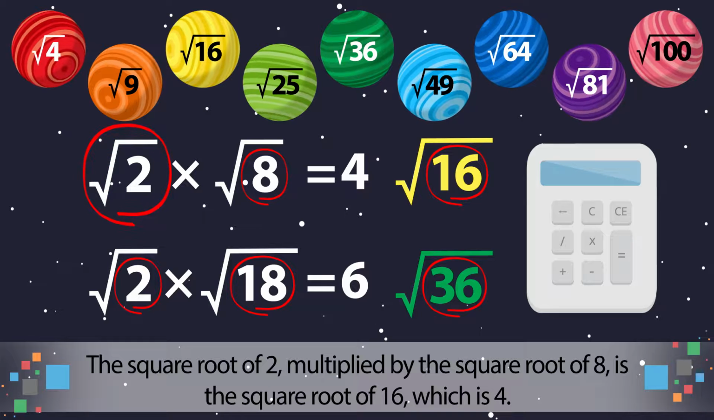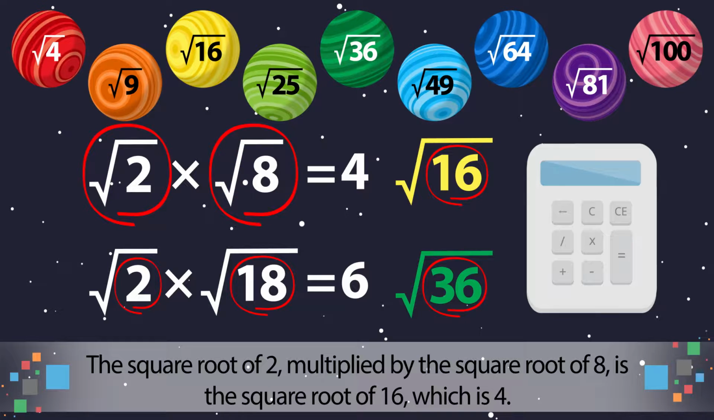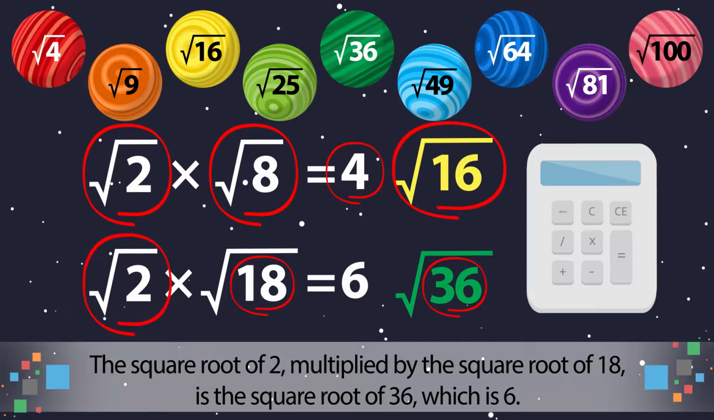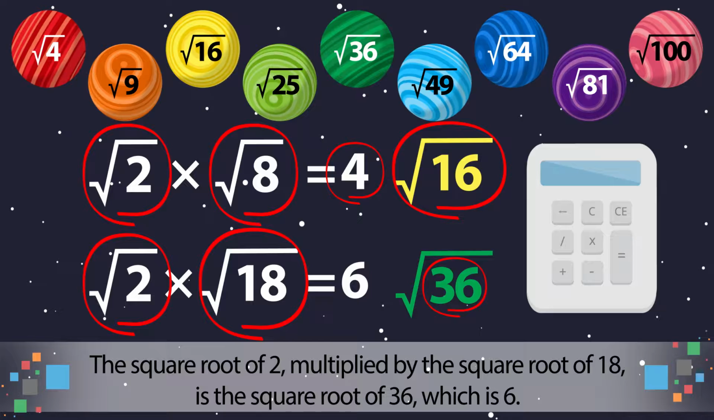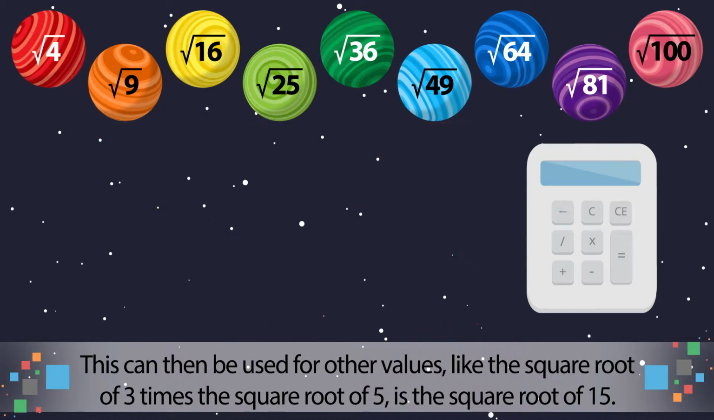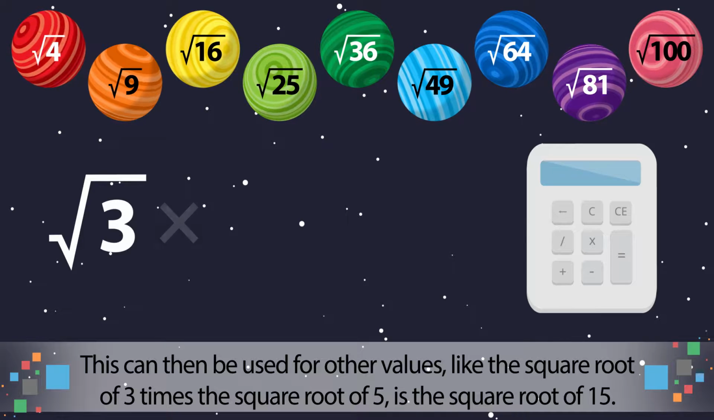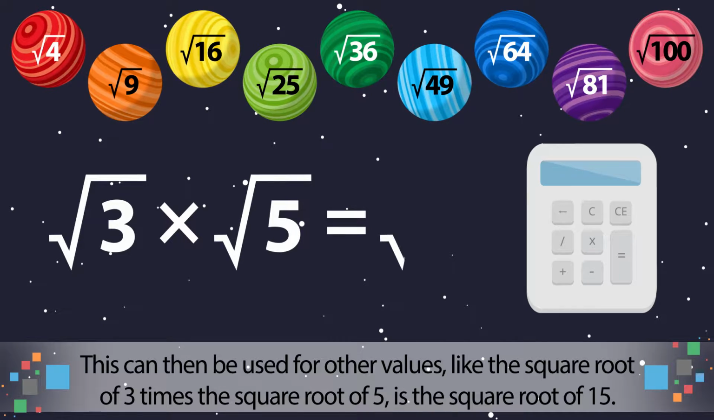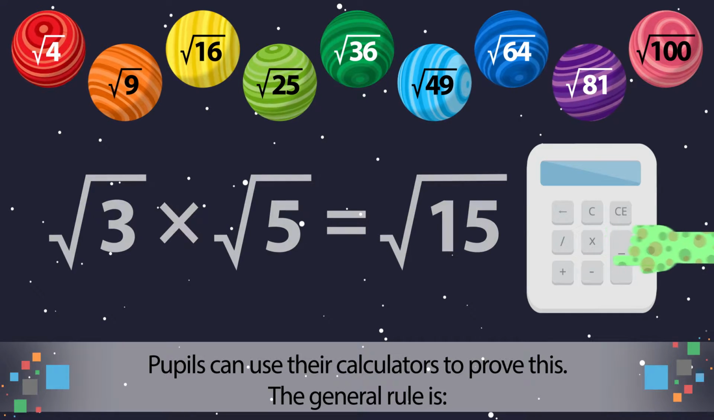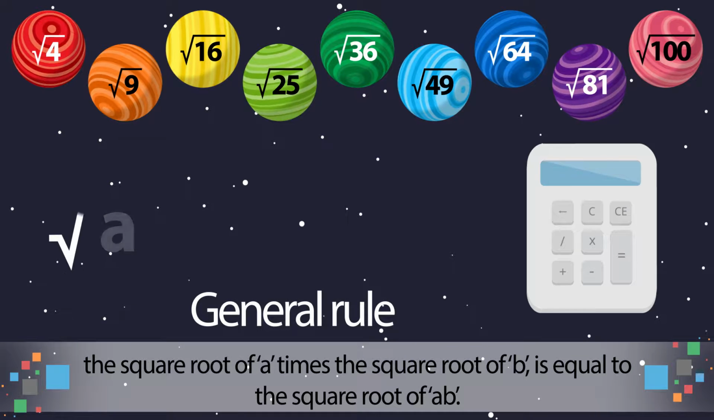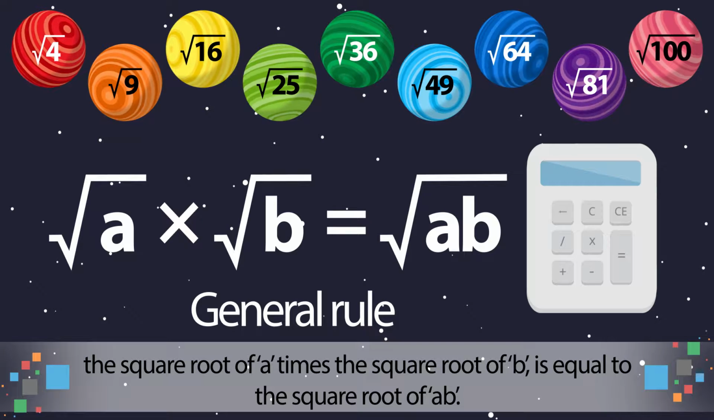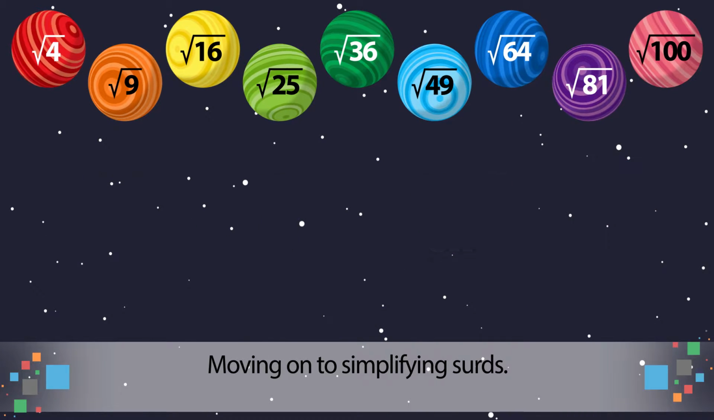The square root of 2 multiplied by the square root of 8 is the square root of 16, which is 4. The square root of 2 multiplied by the square root of 18 is the square root of 36, which is 6. This can then be used for other values, like the square root of 3 times the square root of 5 is the square root of 15. Pupils can use their calculators to prove this. The general rule is the square root of a times the square root of b is equal to the square root of ab. Moving on to simplifying surds.